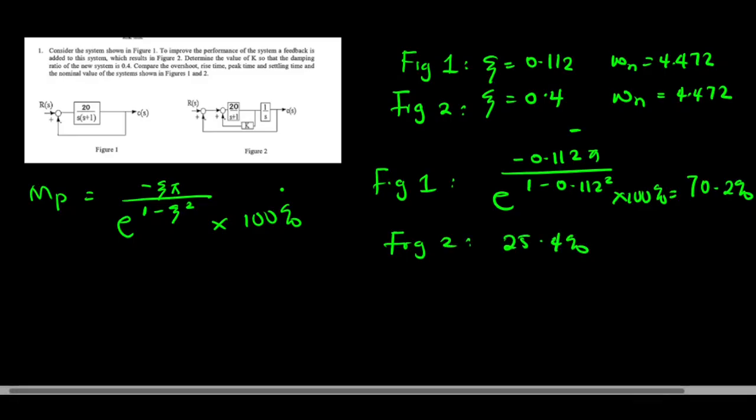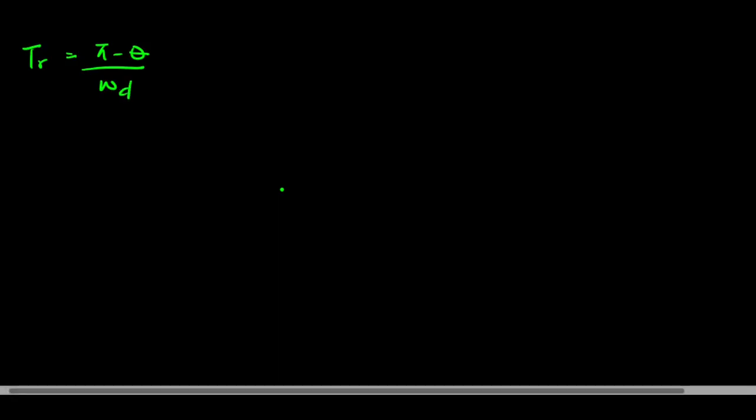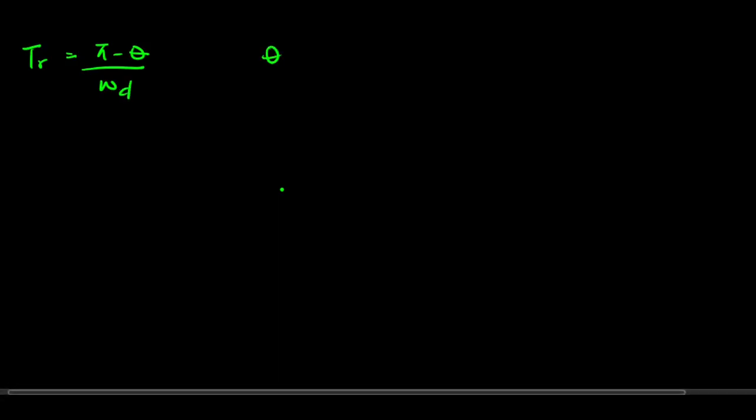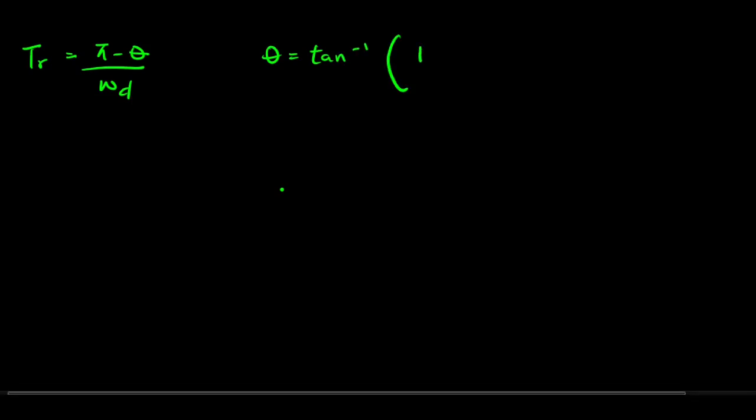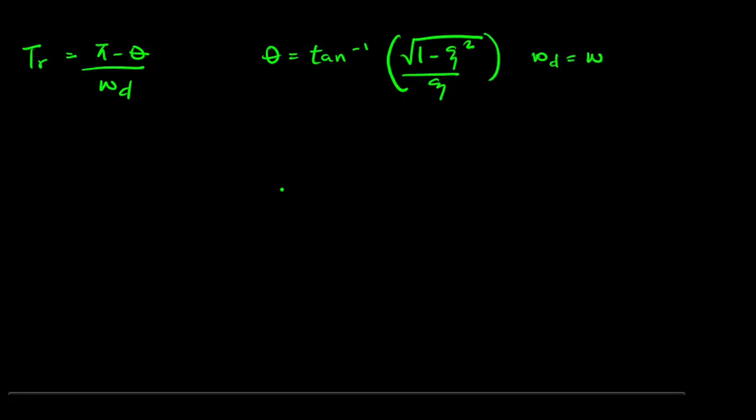For the second one, just put into your calculator, you're going to get 25.4%. Now for the second thing, which is the rise time. The rise time is calculated as TR is equals to pi minus theta over WD. And WD has its own formula. Theta is equals to tan inverse of square root of 1 minus zeta square over zeta. And WD, this is the one we know, WN square root of 1 minus zeta square.